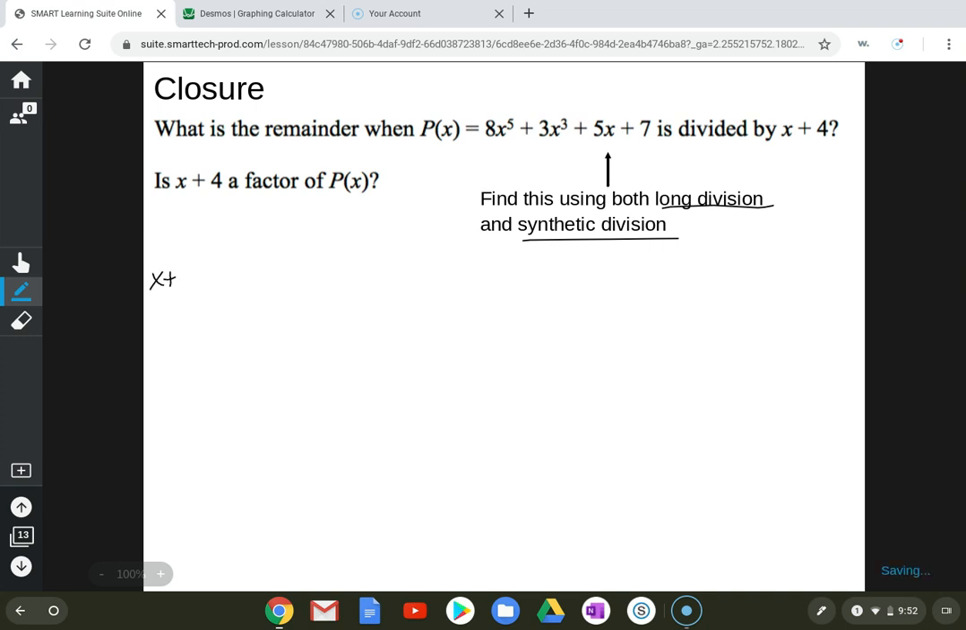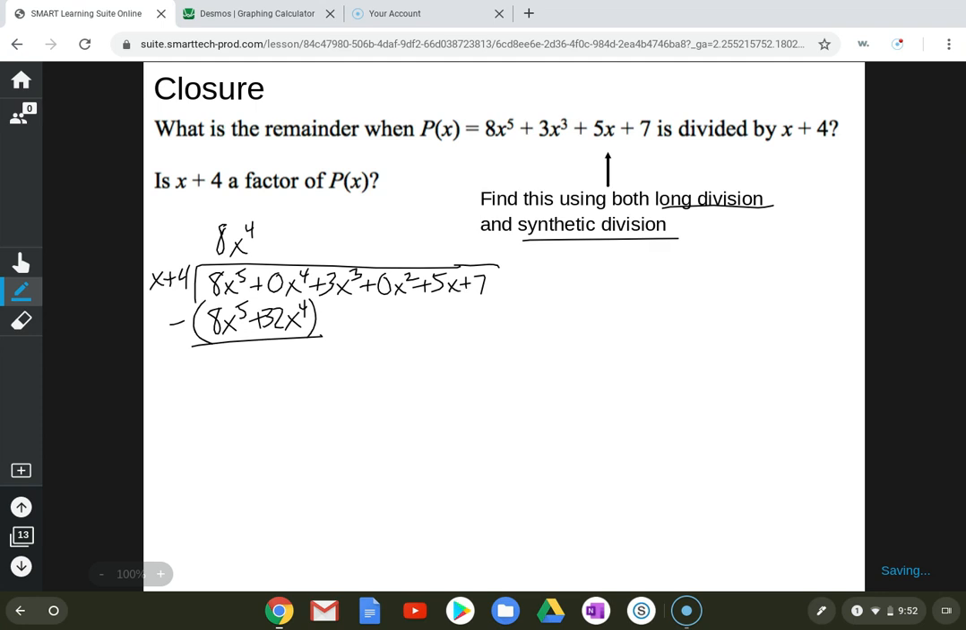So I have x plus 4 into 8x to the 5th. There's no x to the 4th term, put a 0 in: 0x to the 4th plus 3x cubed. There's no x squared, put a 0 in. Plus 5x plus 7. Always have to put zeros in for missing terms. What do I have to multiply x by to get 8x to the 5th? 8x to the 4th. So I end up with 8x to the 5th plus 32x to the 4th.